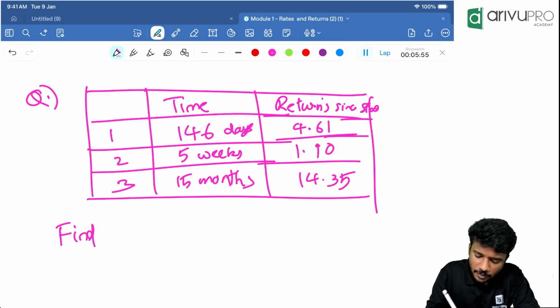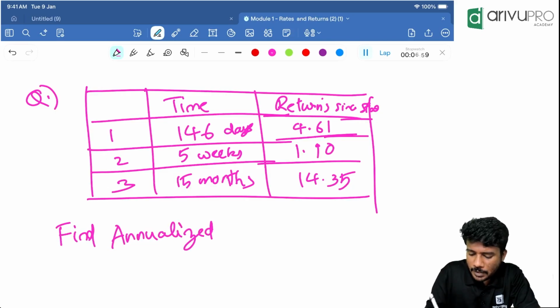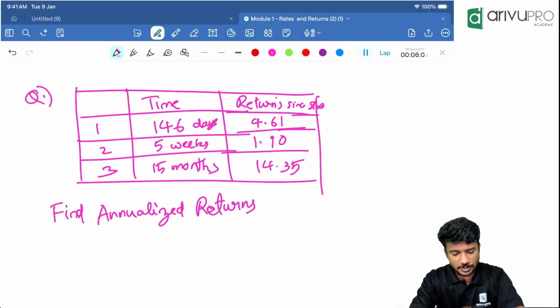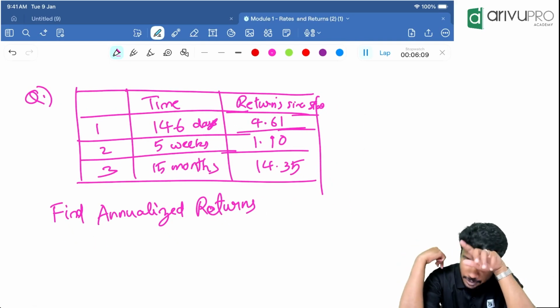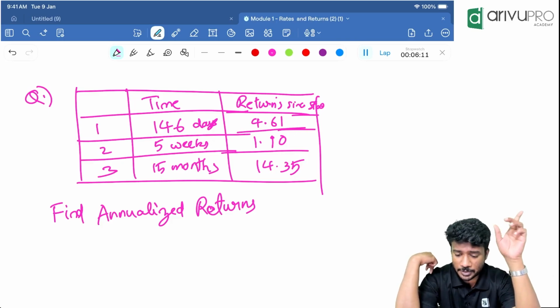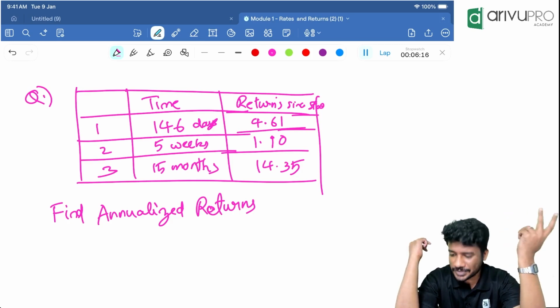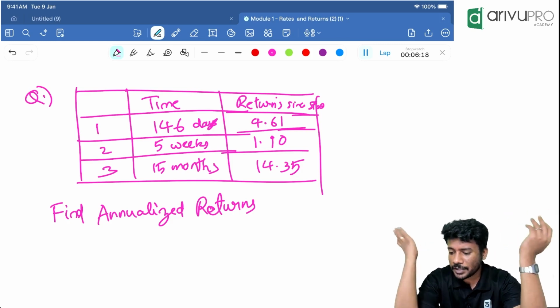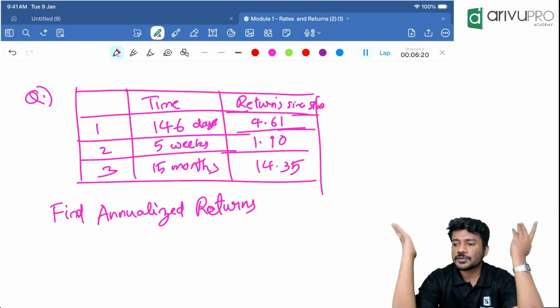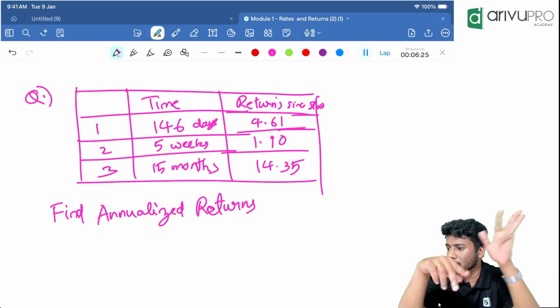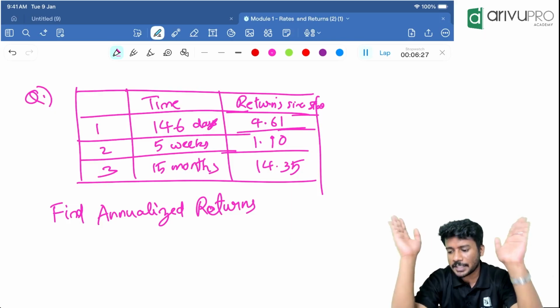Find the annualized returns. For each case you should find the annualized return. Here HPR for the first case is 4.61 percent, for the second case 1.10 percent, and for the third case 14.35 percent. Based on that, get me the answer for all the cases. Days, weeks, months are there. Consider all of this and get me the values.